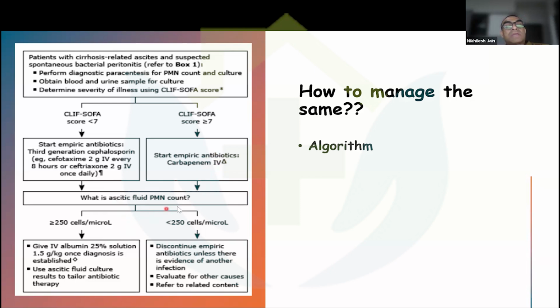Then what about the ascitic fluid polymorph count? Of course, if it is more than or equal to 250, you give IV albumin 25% solution 1.5 gram per kg once your diagnosis is established. Use ascitic fluid culture results to tailor antibiotic therapy, and discontinue empiric antibiotics unless there is evidence of another infection. You evaluate for other causes, and refer to related content if your count is less than 250.